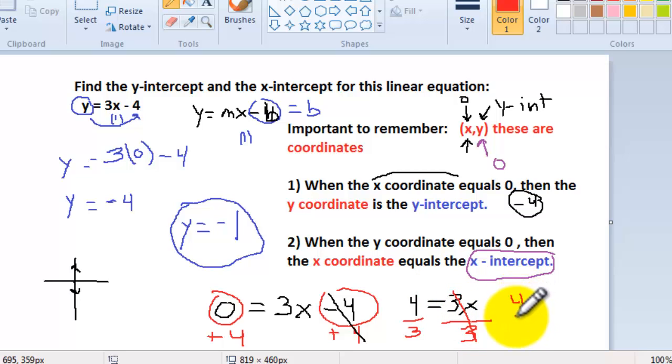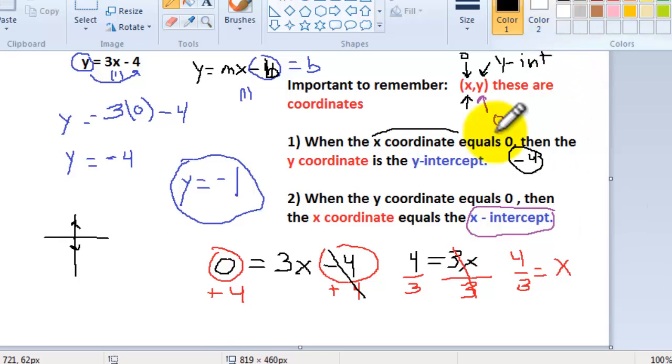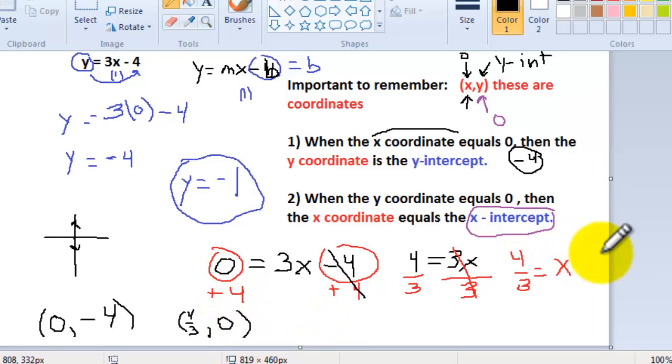So 4/3 equals x. This is a special x. This is the x-intercept. We forced a coordinate. So what we've done here is the y-intercept, where x is 0, y is equal to -4. And for the x-intercept, where y is 0, the x then equals 4/3. It doesn't matter that you have a fraction. You can still plot a fraction as part of a point. And we can look at how to do that.